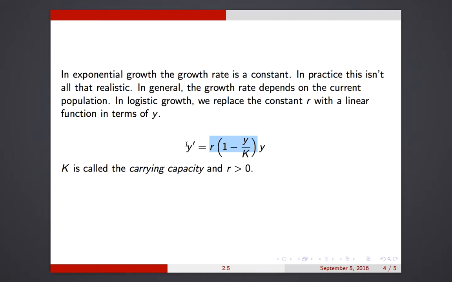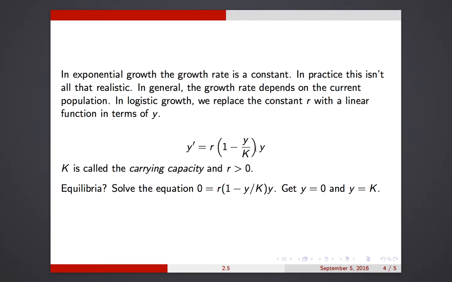So here's a logistic growth model. The rate of change is y, the current population, times a linear function of y. That linear function of y is giving you your growth rate, more or less. In this case, that constant k is called the carrying capacity, and we are assuming that r is bigger than 0. r has a special name. It's called the intrinsic growth rate, not just the growth rate. This overall linear term is the growth rate now.